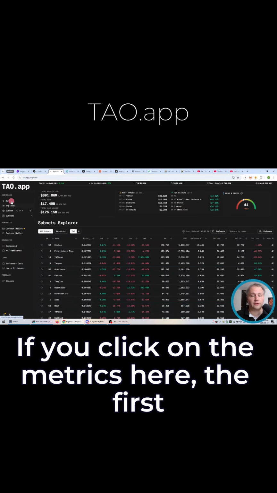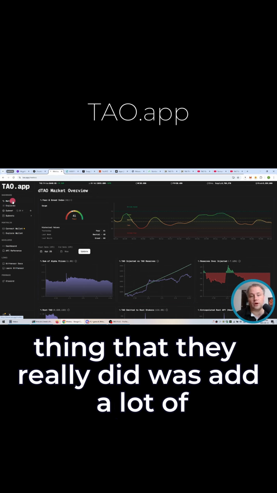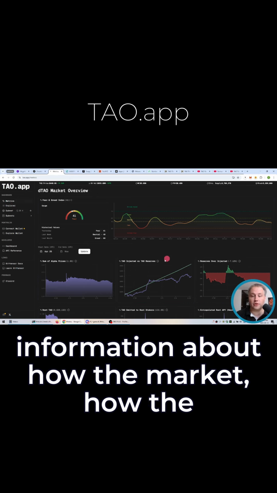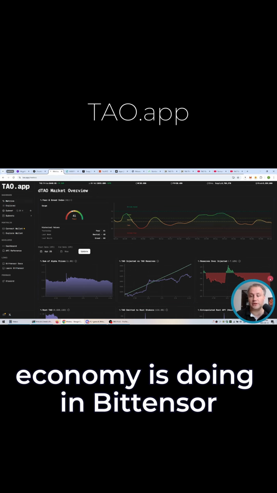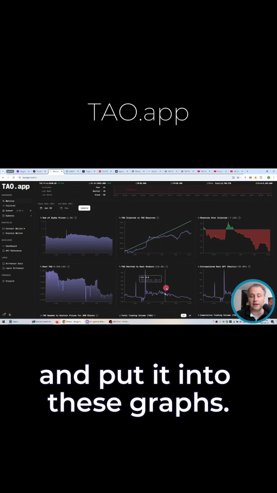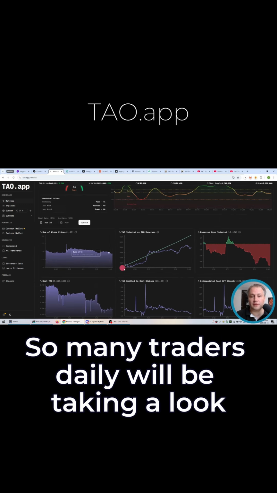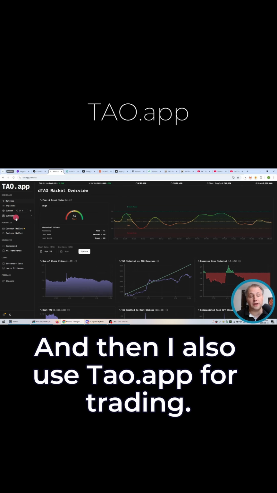And then there's tau.app. If you click on the metrics here, the first thing that they really did was add a lot of information about how the market, how the economy is doing in Bittensor, and put it into these graphs. So many traders daily will be taking a look at these graphs. And then I also use tau.app for trading.